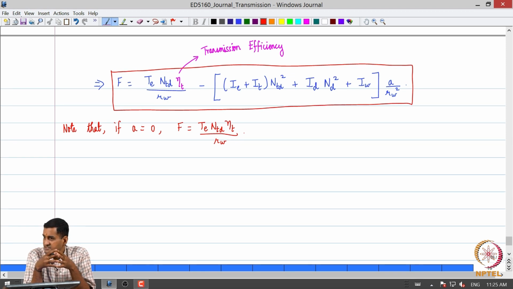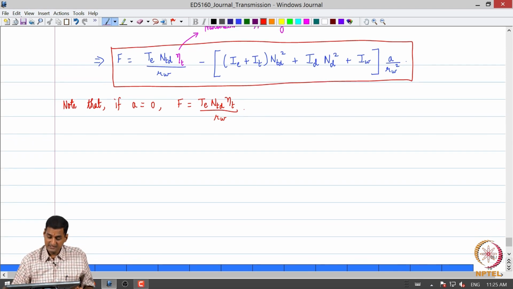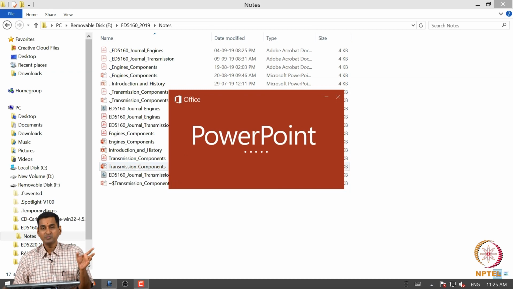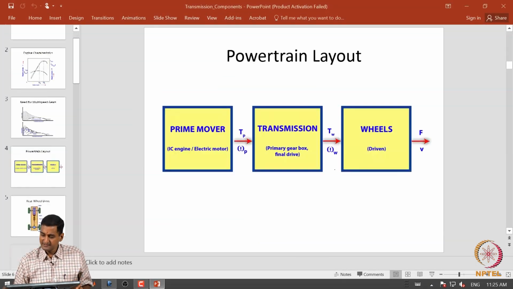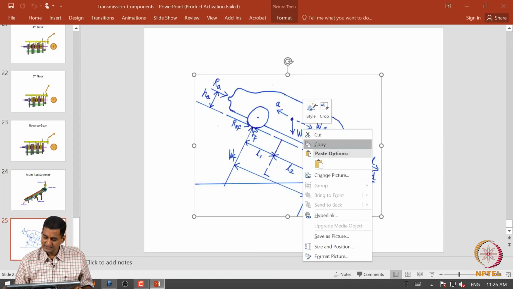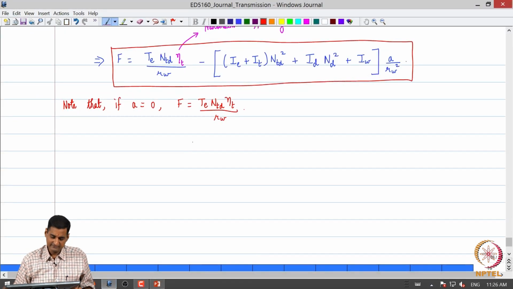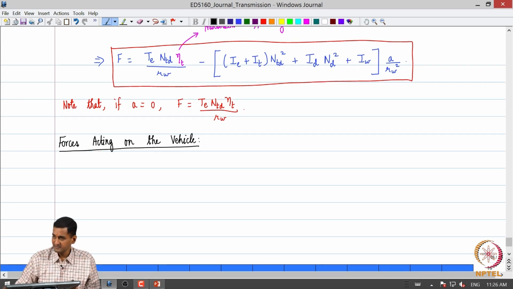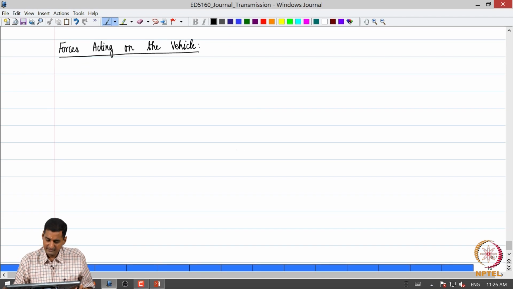So now the question arises: how do we look at this from the vehicle's perspective, and then try to match what the powertrain is giving with the expectations of the vehicle? So let us look at it from that perspective. Let us do an analysis of all the forces acting on the vehicle that need to be overcome by the powertrain to drive the vehicle.